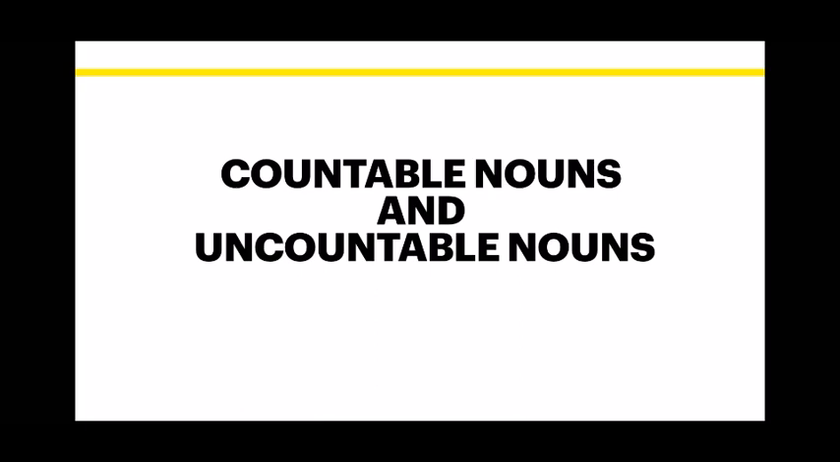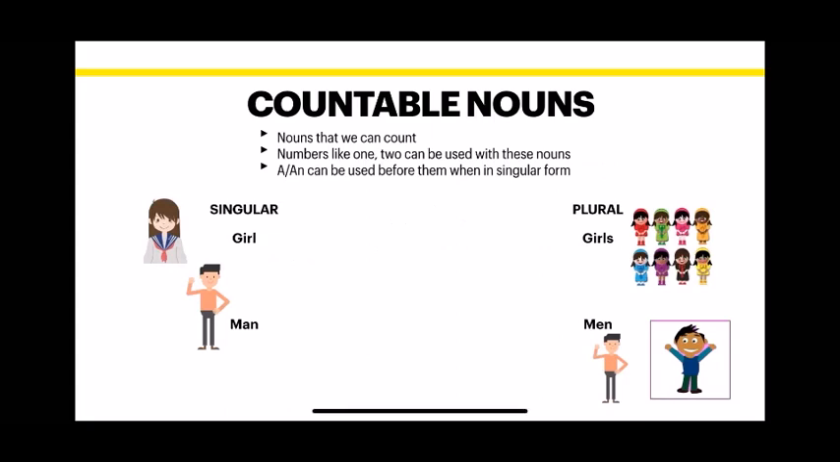Countable nouns and uncountable nouns. Let's see what are countable nouns. Countable nouns are those nouns that we can count. Numbers like 1, 2 can be used with these nouns. Articles a and an can be used before them when in singular form. So there are two types of countable nouns: singular noun and plural noun.